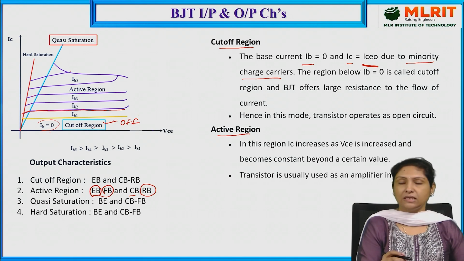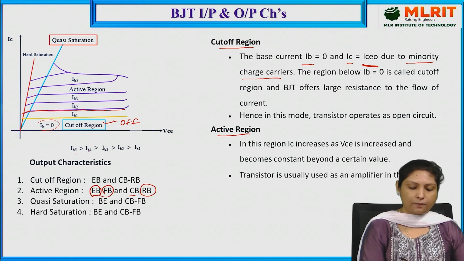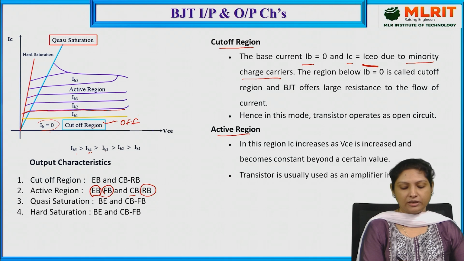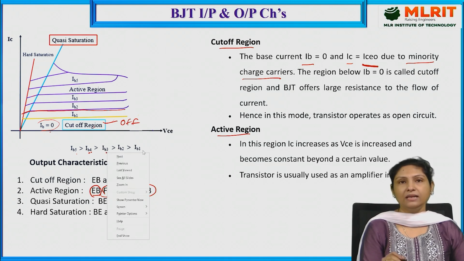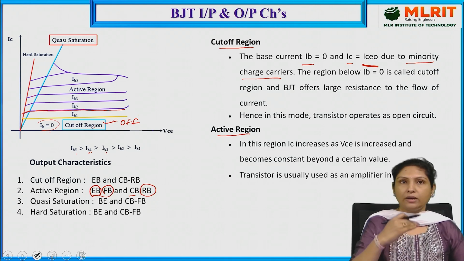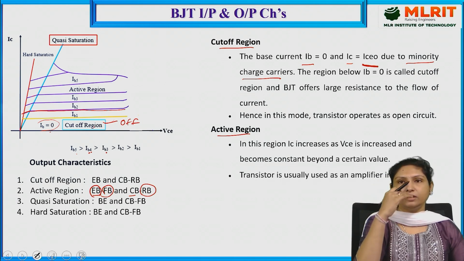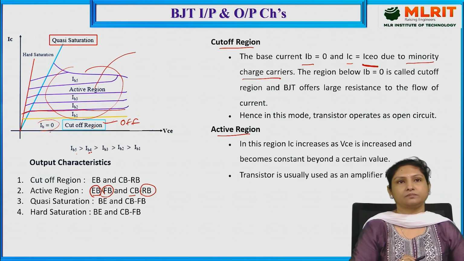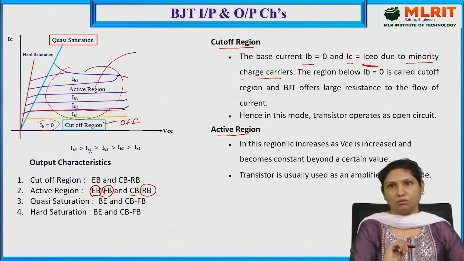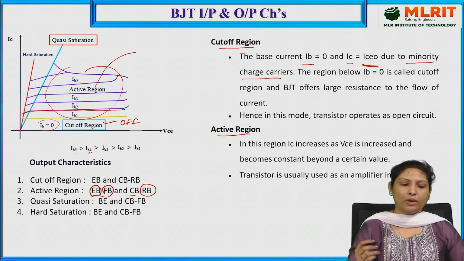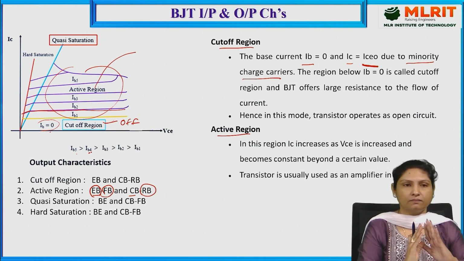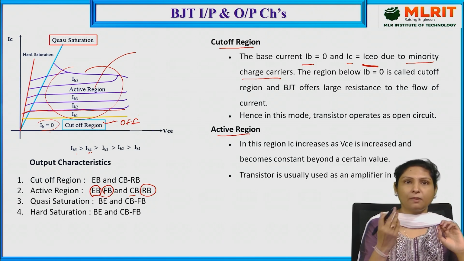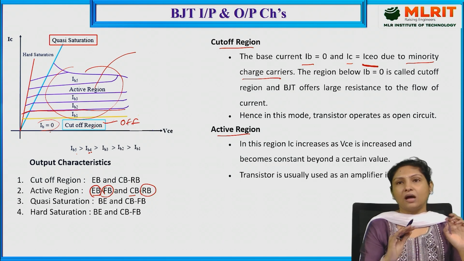Here if you see, IB5 is greater when compared to IB4, IB4 is greater when compared to IB3, and so on till IB1. So as we go on increasing the base current, IC will be increasing, and this region we call the active region. In this active region, the transistor will be operated in the amplification mode. But when we are concerned with power electronics, we don't have those amplification applications.